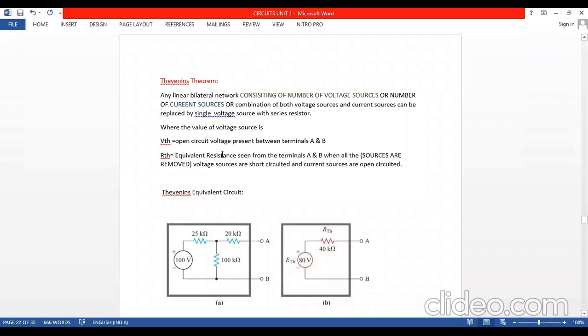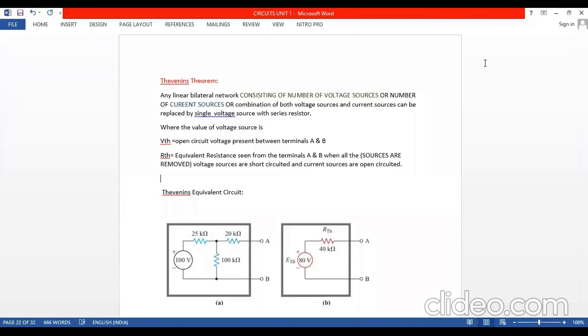Equivalent means total combination. Equivalent resistance seen from terminals. Which terminals? From which terminals do we have to see the circuit? A and B, when all the sources are removed. That means you remove the voltage source, and you remove the current source if you have one. Removing the voltage source means what? Short circuit, replaced by a copper wire. Yesterday I mentioned, and current sources are open circuited.